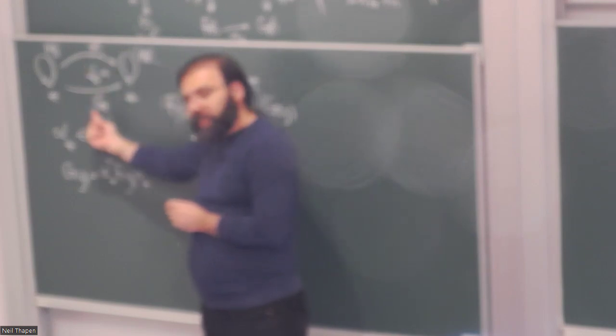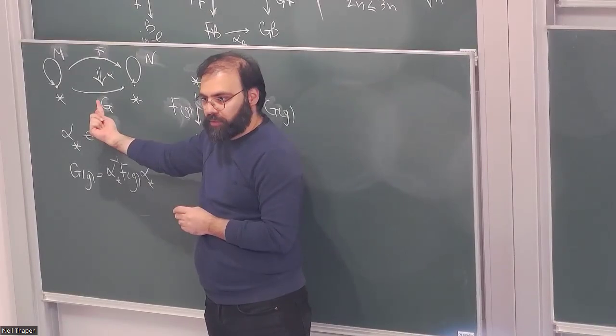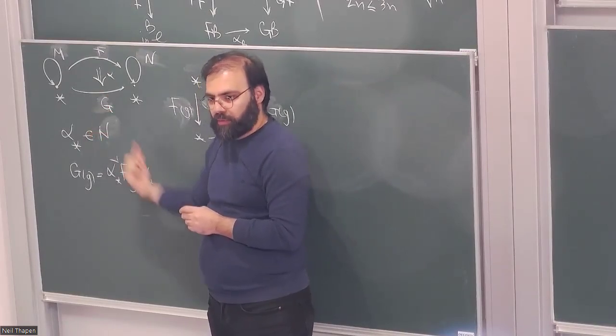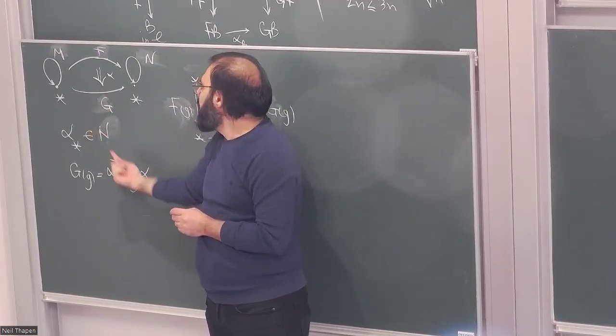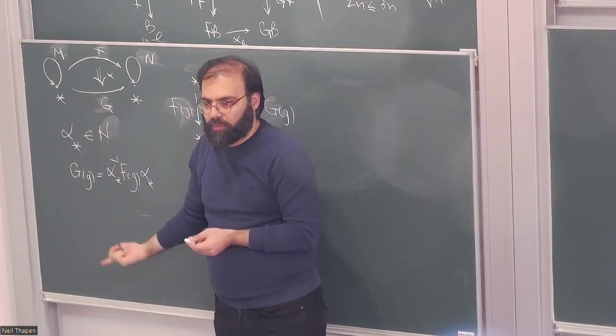From F to itself, because they should be equal, there is one natural transformation, or not, many. Anything is a natural transformation. And if F and G are different, there is none, right?